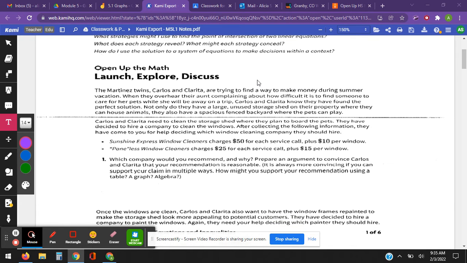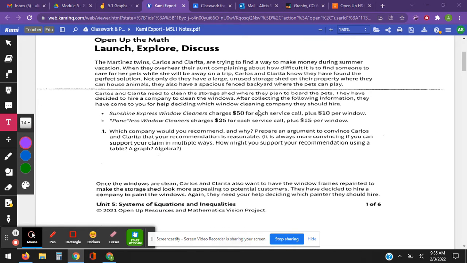So, the Martinez twins, Carlos and Clarita, are trying to find a way to make money during the summer vacation. They overhear their aunt complain about how difficult it is to find someone to care for her pets. So while she's away on a trip, Carlos and Clarita know they have found their perfect solution. Not only do they have a large unused storage shed on their property where they can house animals, they also have a spacious fenced backyard where pets can play.